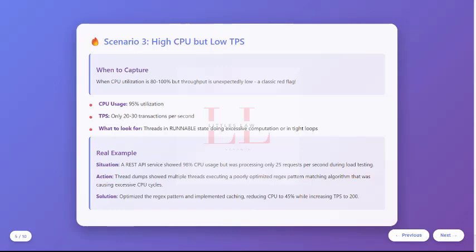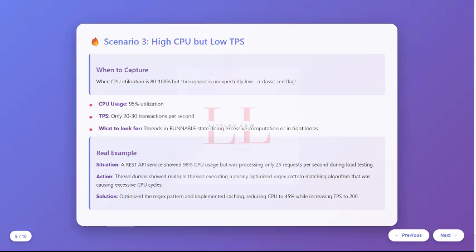Your CPU is running at 95 or even 98% utilization, and you would think the application is doing a lot of work, right? But when you check your transactions per second, you're only getting 20 or around 30 TPS. Something is clearly burning your CPU cycles without producing results. In thread dumps, you are looking for threads in runnable state that are doing excessive computation or might be stuck in some tight loops.